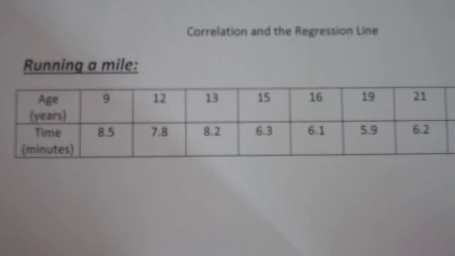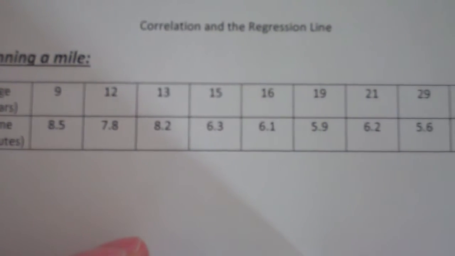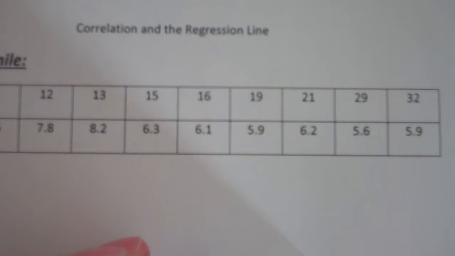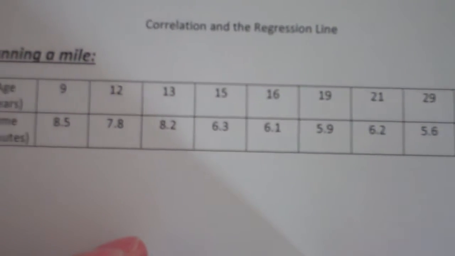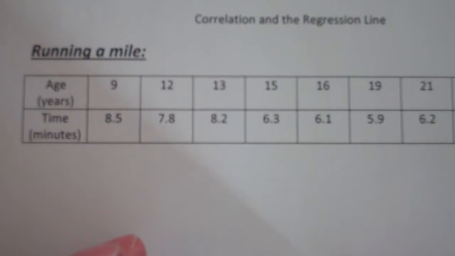This data is on running a mile. As you see, we have age in years and time in minutes. The ages, just to review, are 9, 12, 13, 15, 16, 19, 21, 29, and 32. This should be exactly the same as what you have on your worksheet as well. The time in minutes: 8.5, 7.8, 8.2, and so on.